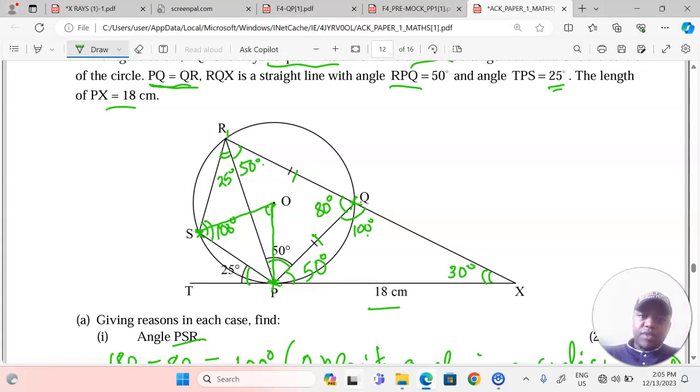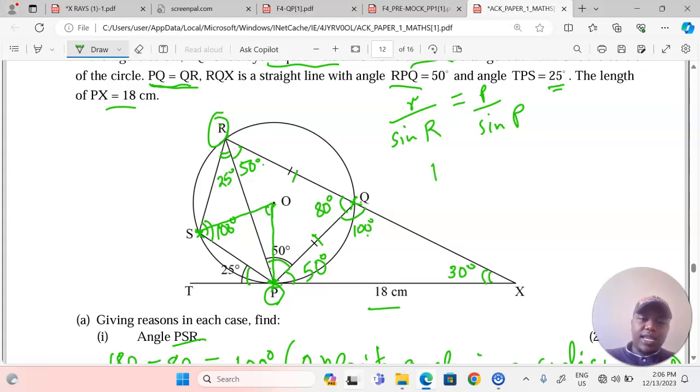Applying the sine rule, when we take the length opposite to R, which we call small r, out of the sine of the angle at R, we get the same as when we take the length opposite to P, small p, divided by the sine of the angle at P. So we take the length opposite R, that is 18, out of the sine of 50, which is the angle at R. This equals P, the unknown length, out of the sine of the angle at P, which is 100. When we combine the two 50s, we get 100.